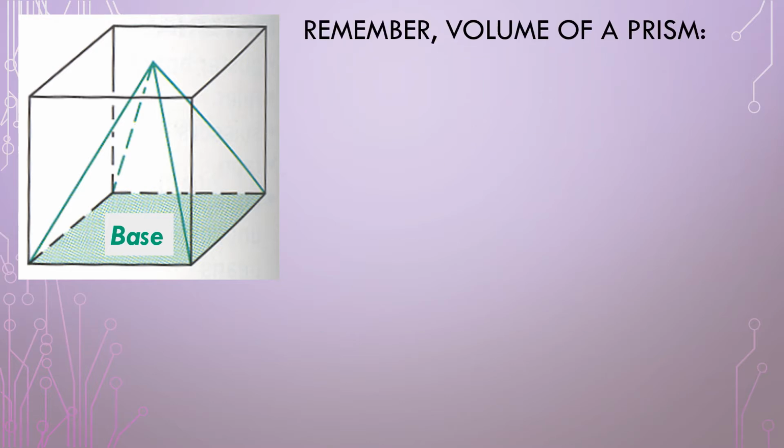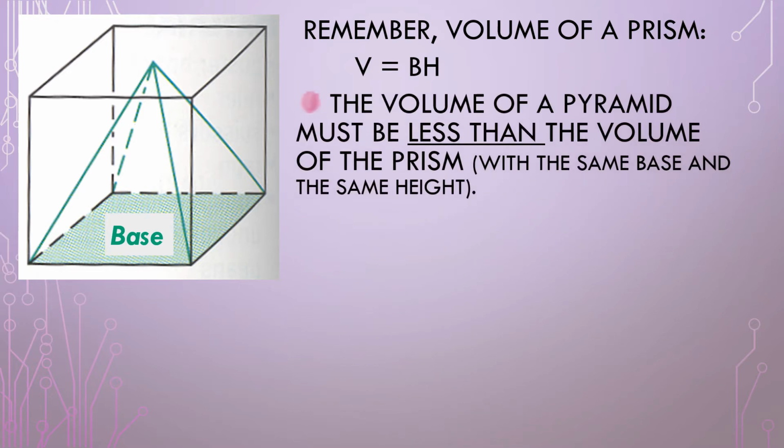So this is what a pyramid looks like with a cube around it. Volume of a prism is base times height, or this would be technically a rectangular prism. The volume of a pyramid has to be less than the volume of the prism because there is all of this open space here, on these sides over here.